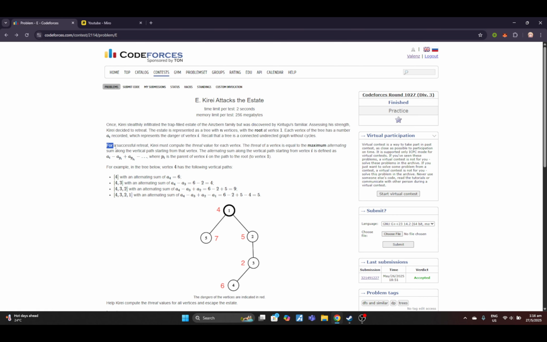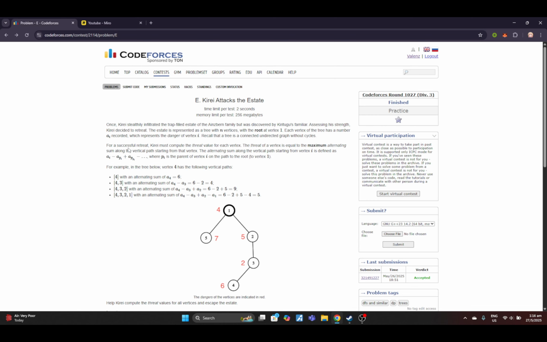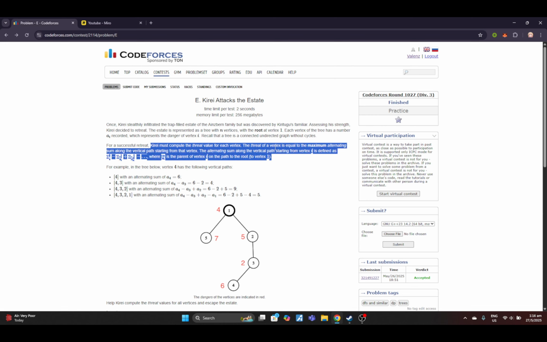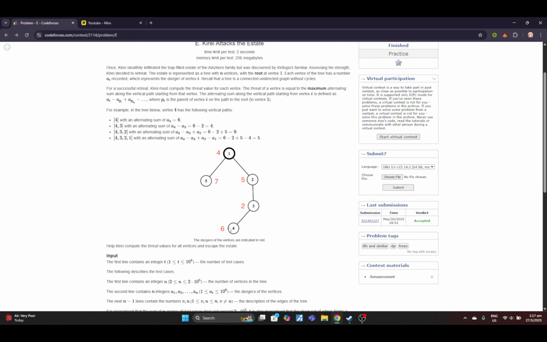So I'm going to just mention this one because this is the most important part. Okay, so for a successful retreat, Kirei must complete the threat value for each vertex. The threat of a vertex is equal to the maximum alternating sum. Okay, so let's just see this example first. So let's say we start from this leaf, which is 4.